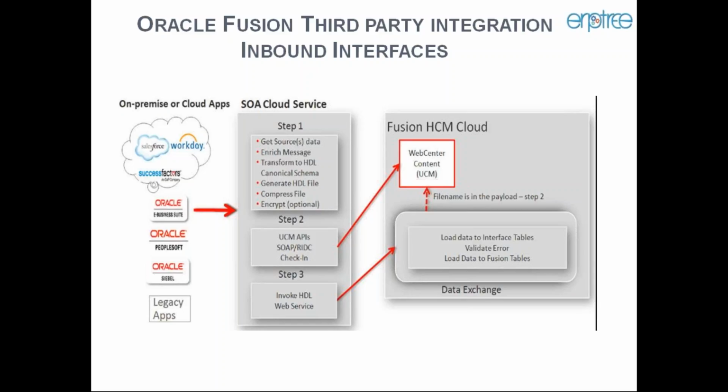They can directly do the transformation, and if you can see here, when we are migrating the data into the Fusion, we have the HDL and the PBL. HDL is the HCM data loader, and PBL is the pay batch data loader. These are the tools provided by Oracle for loading the data into the Fusion.